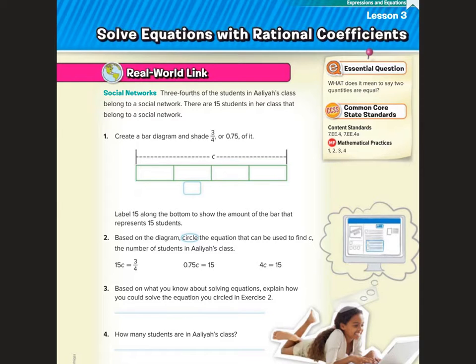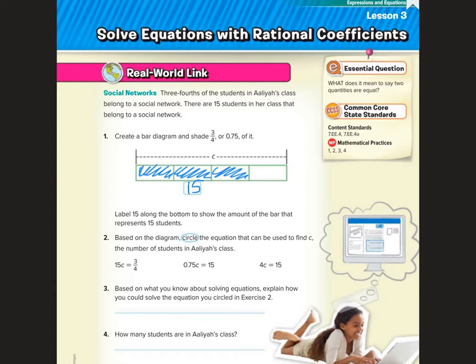3/4 of the students in Aaliyah's class belong to a social network. There are 15 students in her class that belong to a social network. 1. Create a bar diagram and shade 3/4 or 75/100 of it. So let's shade in 3/4 of the bar diagram. So if 3/4 of the students in Aaliyah's class belong to a social network, and 15 of those students is the 3/4. Label 15 along the bottom to show the amount of the bar that represents 15 students.